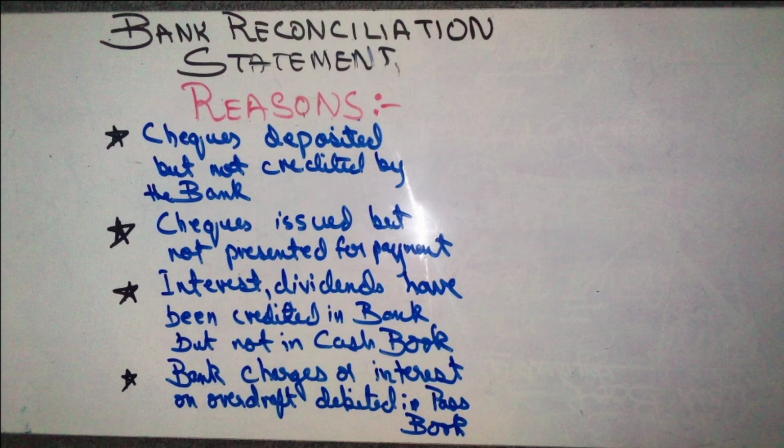The third one is interest and dividends credited by the bank. Again, in this, there is an increase in the passbook and decrease in the cash book because we have not added this in our cash book. The fourth one is bank charges and interest on overdraft debited in the passbook. Means bank has debited its charges without informing us. So our credit side is showing more balance.